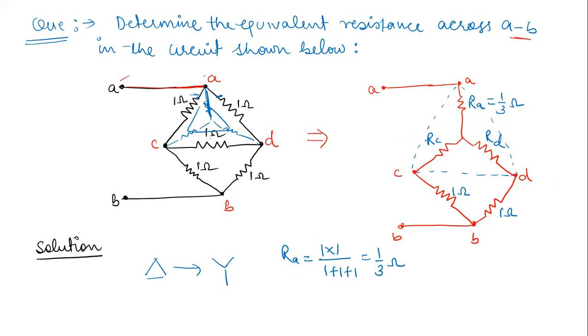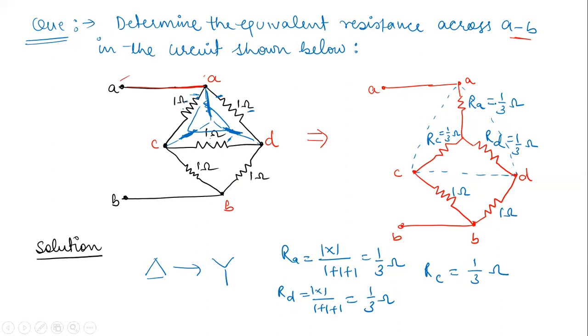Then we can find out RD also. So RD is this one. This is my RD here. So we'll multiply the opposite resistances. It is 1 into 1. And then we'll add all the three resistances of delta, 1 plus 1 plus 1. So it is again 1 by 3 ohm. And so RD is equal to 1 by 3 ohm, right? Now then you have RC. So RC is this resistance here. So 1 into 1, 1 by 3 ohm. So now this is also equal to 1 by 3 ohm, right?